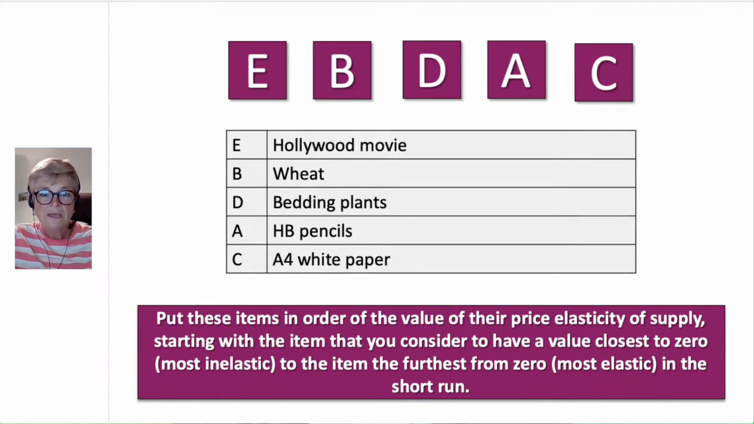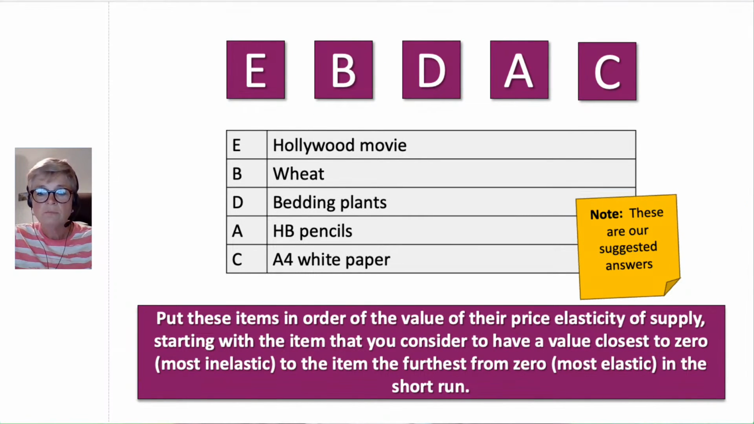What do we think? We have put Hollywood movie first because they can sometimes take years to actually create. We've put wheat second. You're absolutely spot on, everybody, with wheat because it takes a whole year. You plant it now, you wait till next summer. Bedding plants, ditto. They take quite a few months to actually grow. Bedding plants are those ones you see in the summer in people's gardens or on roundabouts.